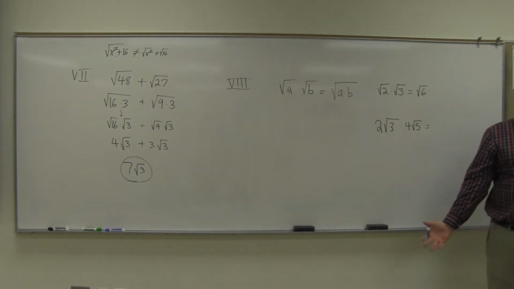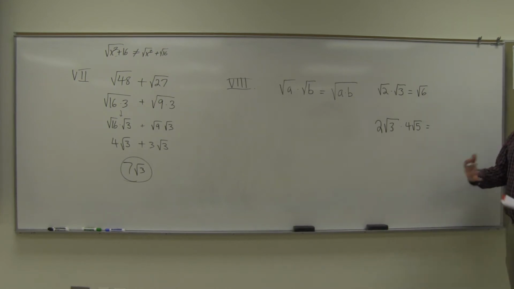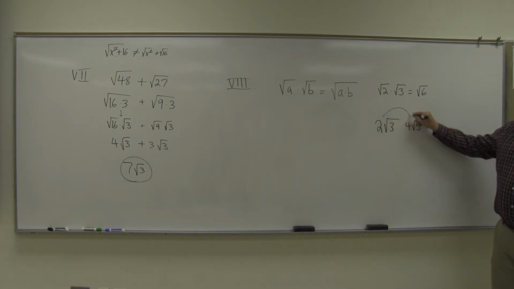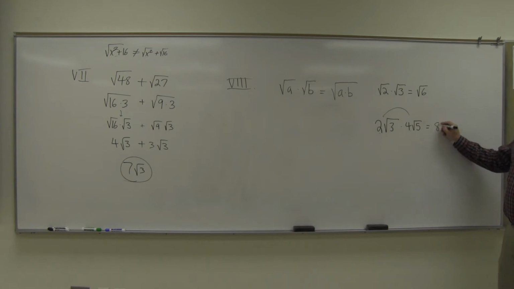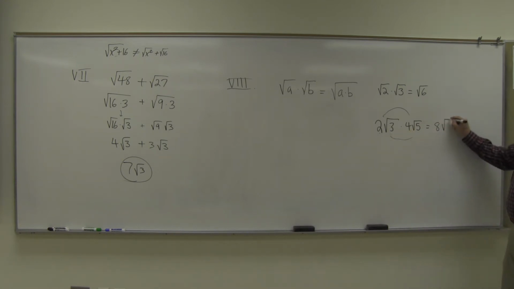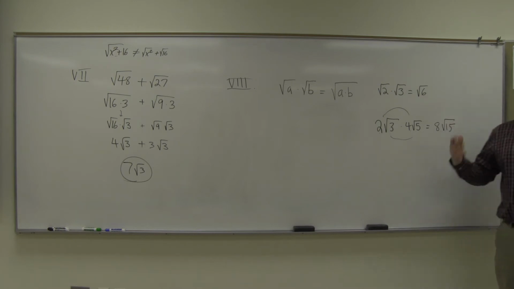Again, it doesn't have to be radicals, but what do we do if we have some that aren't a radical or square root, and some that are? Well, you're going to multiply the ones that are alike together. So I'm going to do the 2 times the 4, and that's 8. And then the square root of 3, square root of 5, combine those, square root of 15. All right? So it's 8 square root of 15.